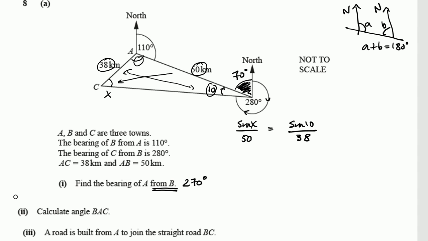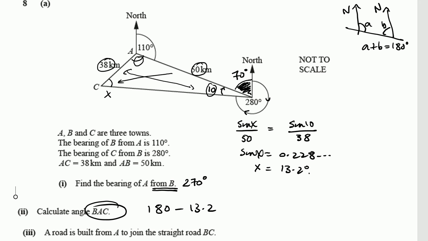So, sine x is going to equal 0.228, and some other digits. I'm going to hit the inverse sine button to get myself an answer for x, 13.2 degrees. Remember, the angle I'm actually being asked for is BAC. So 180 minus 13.2 minus 10 is going to give me my final answer. And that is 156.8 degrees.